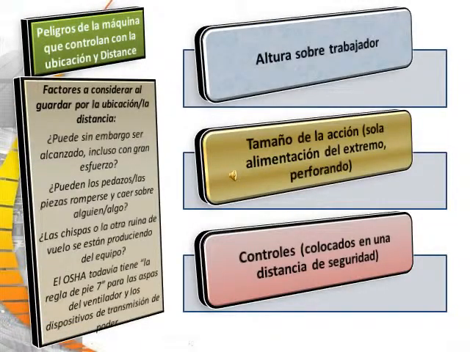Other methods to consider when guarding a location are: Can it still be accessed even with great effort? Can pieces and parts break and fall onto someone or something? Are sparks or other flying debris being produced from the equipment? OSHA still has a 7-foot rule for fan blades and power transmission devices. The size of the stock and controls positioning for safe distance are other factors to consider.